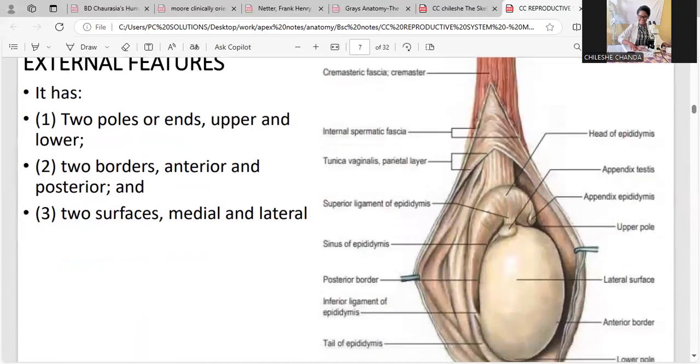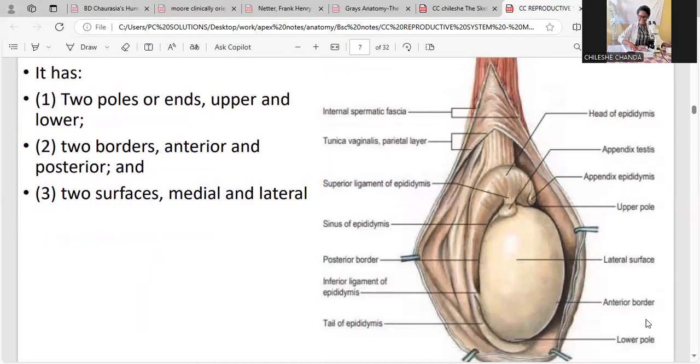The external features of a testis, you're going to find that the testis is described as having two poles. So there is this upper pole and then there is this lower pole, okay? It is going to be described as having two borders, all right?